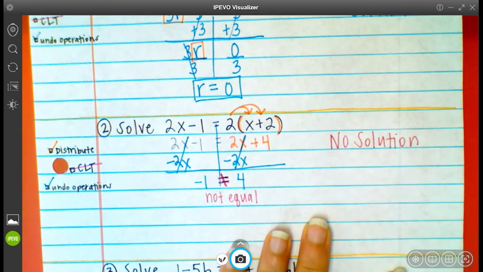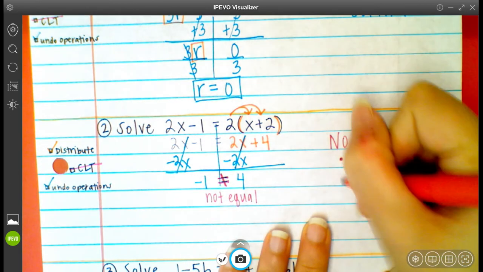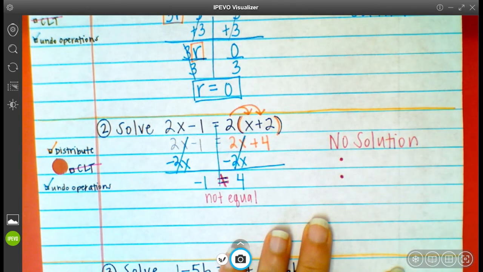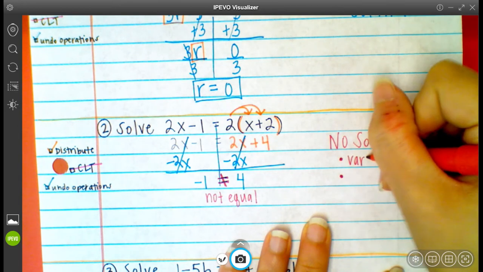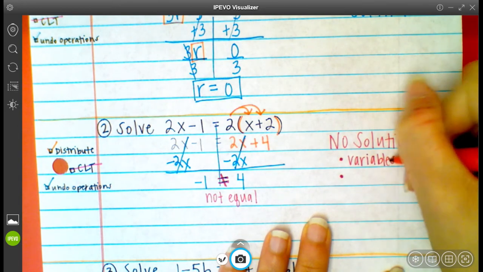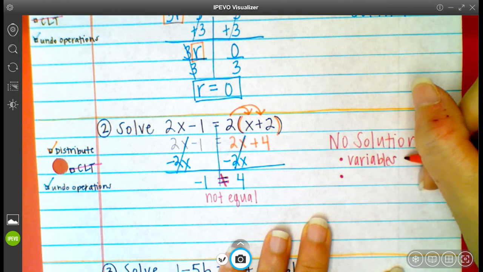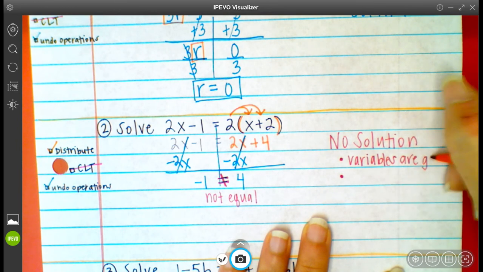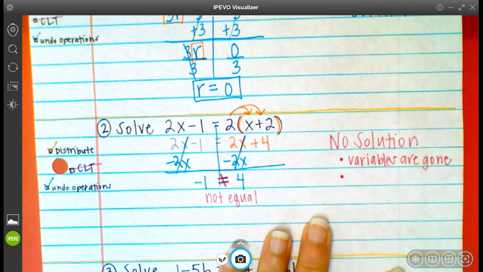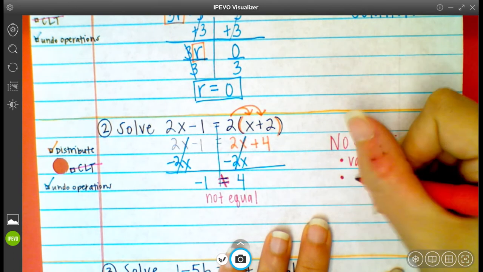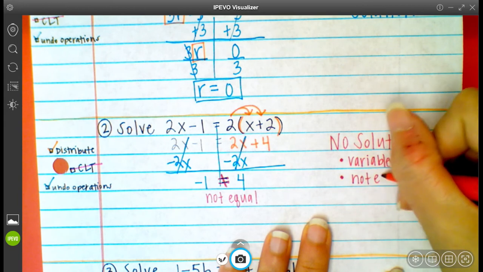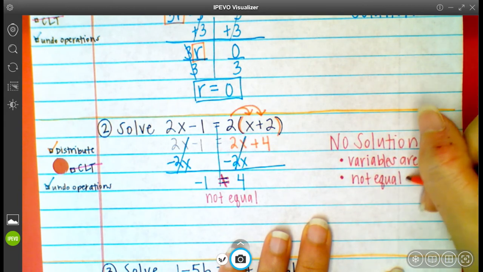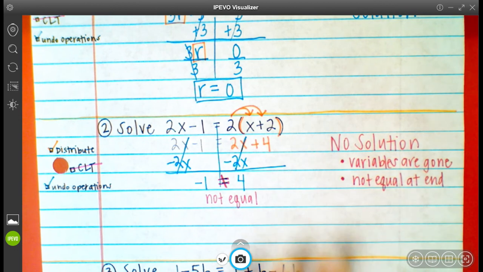So in order to have no solution, you have to have two things happen. For no solution, your variables are gone, and what you're left with is not equal. So not equal at the end. That'll be the easiest way to describe that to you. All right. Now we have one third possibility as a special case, and we want to talk about it.